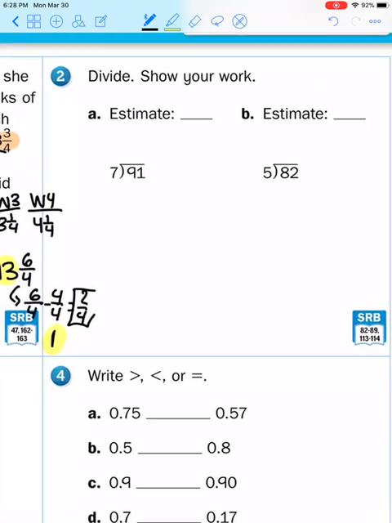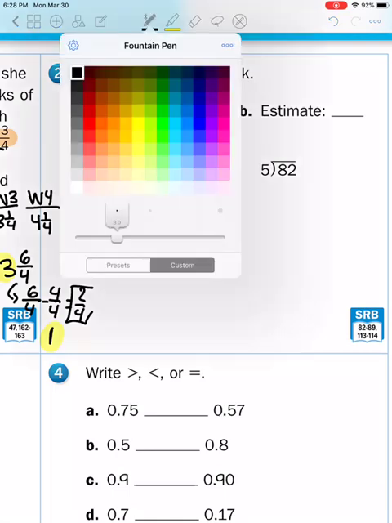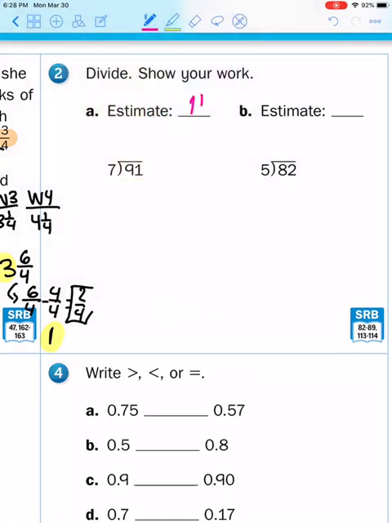Okay, let's look at number 2. Divide, show your work. First, we're going to estimate. I like to estimate in 10s and 20s. So 7 times 10 is 70, which is kind of close to 91. But I bet we can even go a little bit higher. And I know 11 times 7 is 77. So I'm going to estimate and I'm going to put 11.